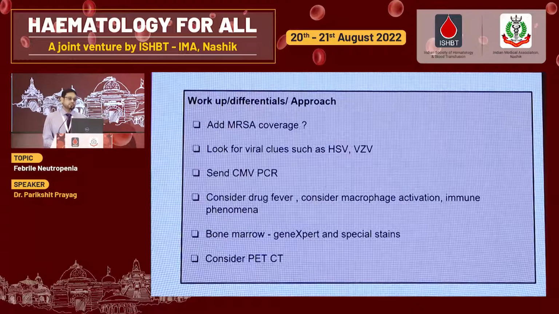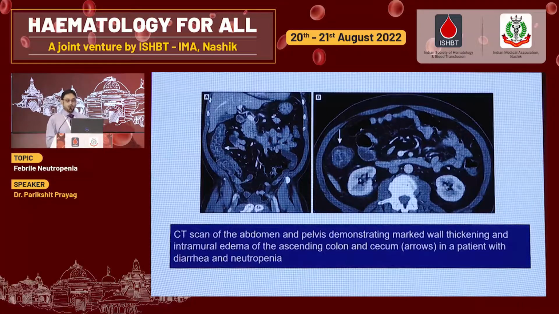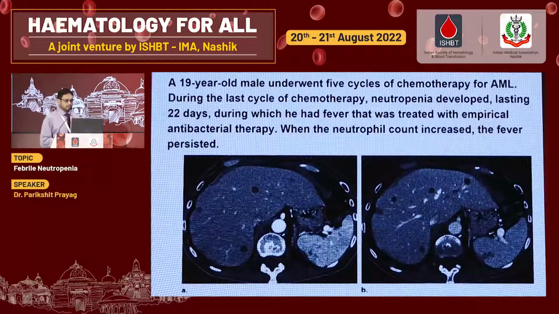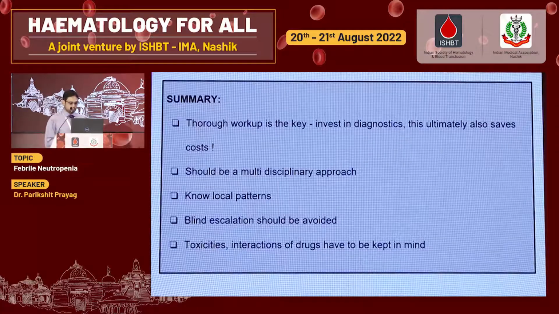We have had at least 5 patients in the last year whom we have picked up on a bone marrow GeneXpert being positive in otherwise occult febrile neutropenia. This is a patient with typhlitis. So again, neutropenic enterocolitis or necrotizing colitis needs to be kept in mind. And second last slide, this is a 19-year-old patient who underwent 5 cycles of chemo for AML. And with improvement in neutropenia, he had lesions like this. So any guesses what this is? This is hepatosplenic candidiasis. So in a patient in whom neutropenia is improving, think of hepatosplenic candidiasis.